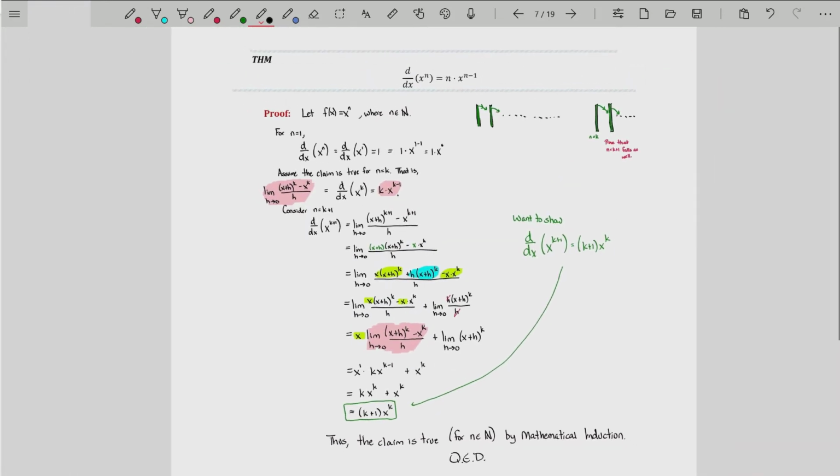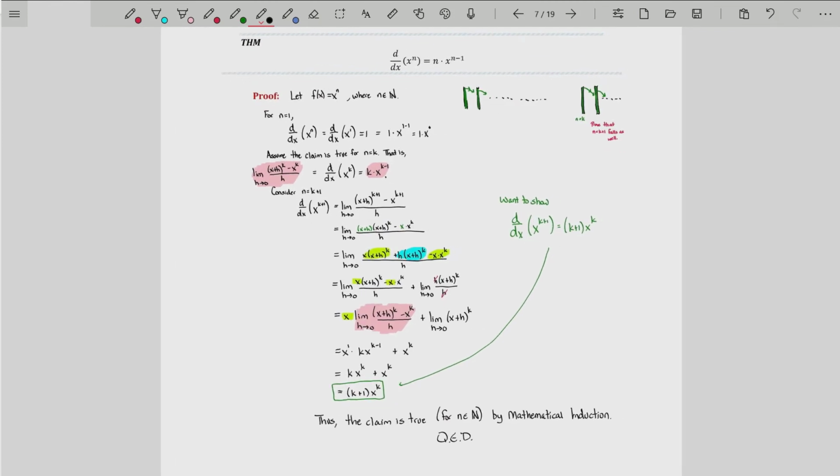But here's the proof on one page in all of its glory. So now you know the derivative of x to the n: just bring down the power, reduce 1 from the power, you're done.